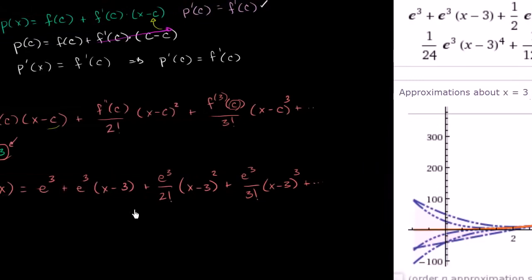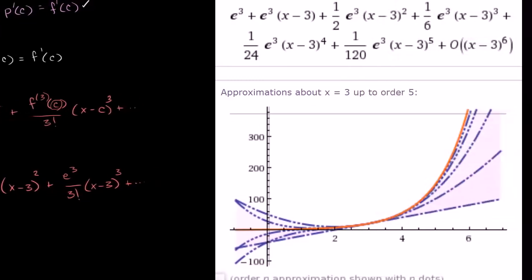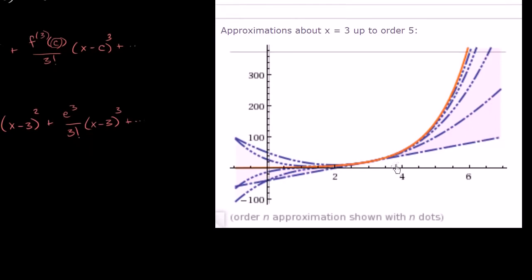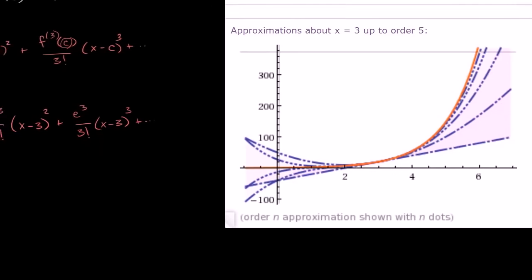to the third times x minus 3. We have e to the third plus e to the third times x minus 3 plus 1/2. They actually expanded out the factorial. So instead of 3 factorial, they wrote a 6 over here, and they did a bunch of terms up here. But what's even more interesting is that they actually graph each of these polynomials with more and more terms.